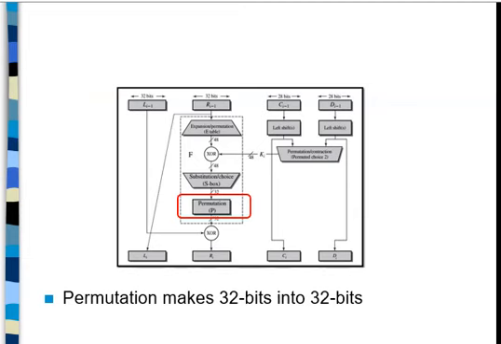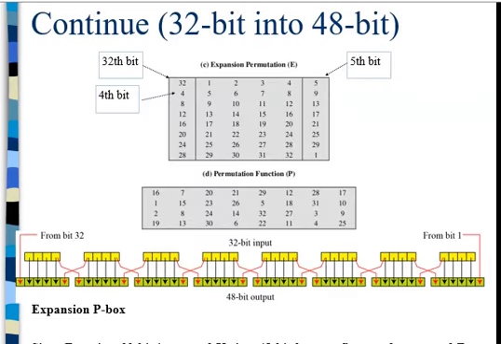Okay, and now let's see what will happen in each box. Oops, I don't know why I don't have one of my slides. Okay, no matter. In fact, at the first time we have the expansion permutation. What will happen here in this stage?